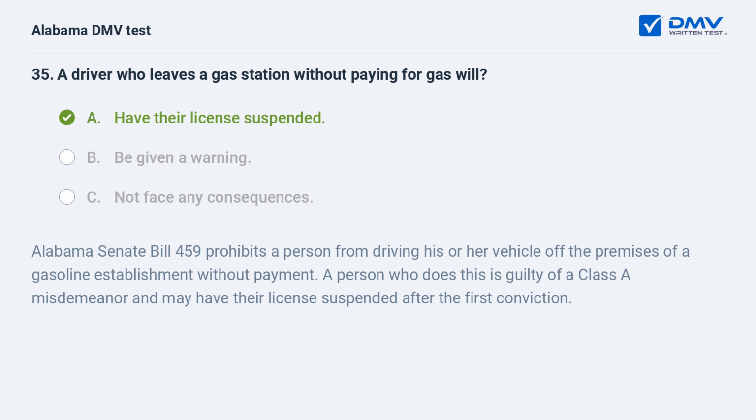Alabama Senate Bill 459 prohibits a person from driving his or her vehicle off the premises of a gasoline establishment without payment. A person who does this is guilty of a Class A misdemeanor and may have their license suspended after the first conviction.